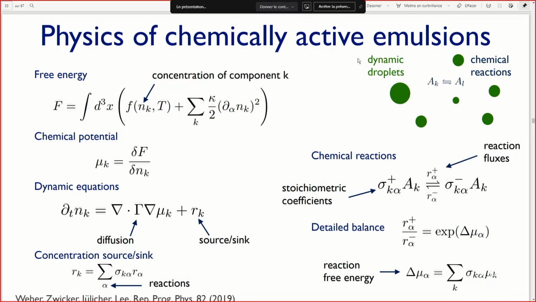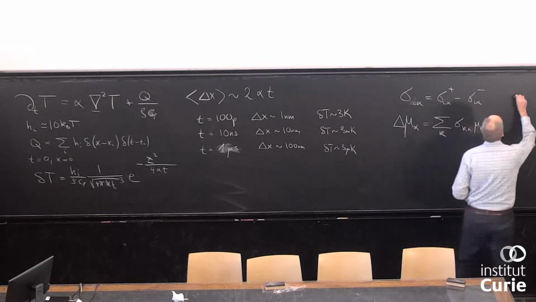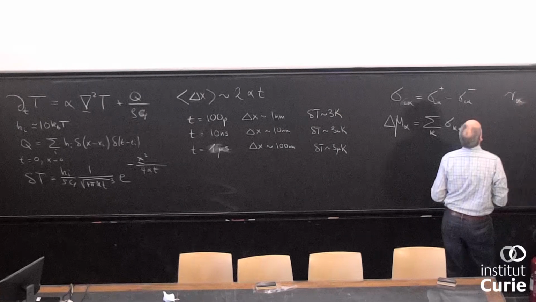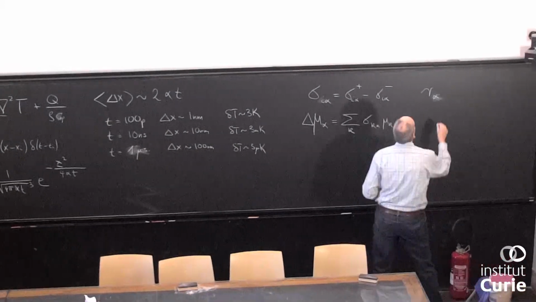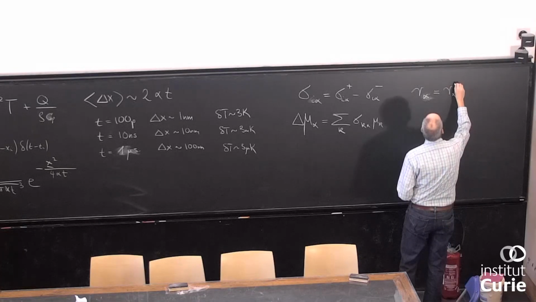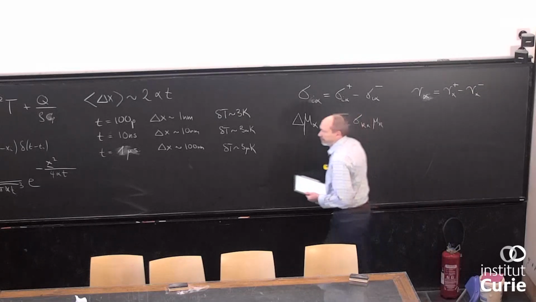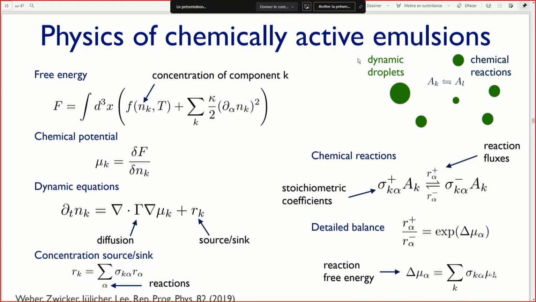Now, the reactions happen at a rate R alpha. Alpha is the index for reactions. That's the number of reaction events per time and volume that take place. And I write this as a difference between a forward rate and a backward rate. So this R plus is the rate at which it runs forward, and R minus the rate at which it runs backwards.